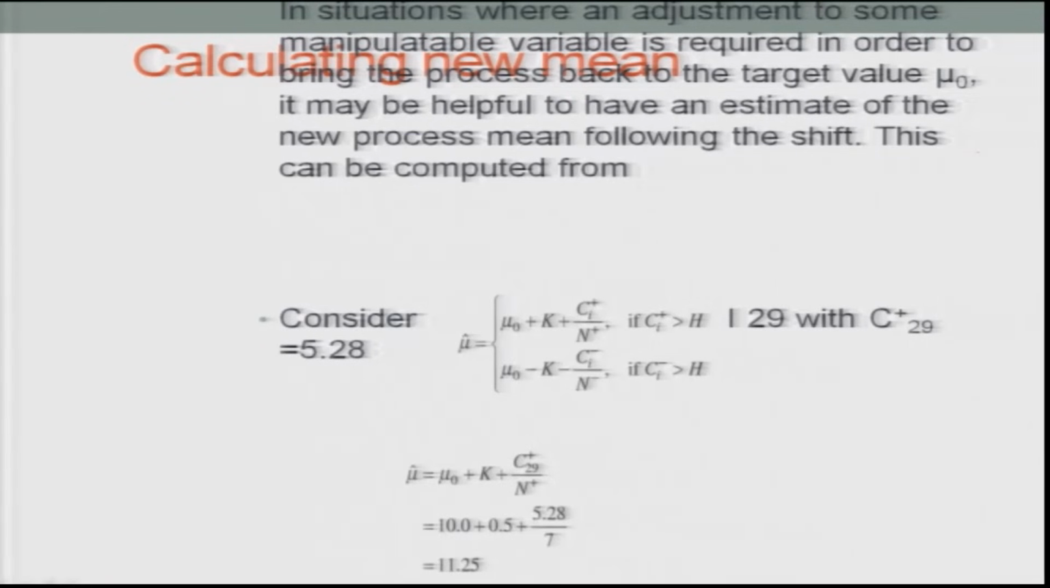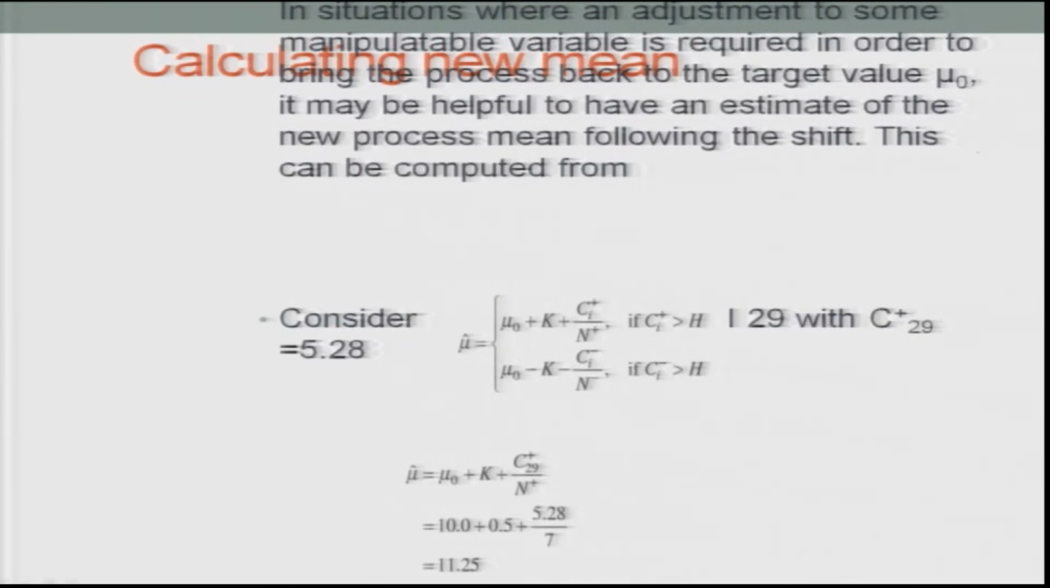In situations when an adjustment to some manipulated variables is required in order to bring the process back to the target value, which is mu naught, obviously the new process would be following a shift which has to be taken into consideration. So consider the value which we have calculated for C plus, 5.28. 5.28 was greater than 5, so based on that we took the corrective action.